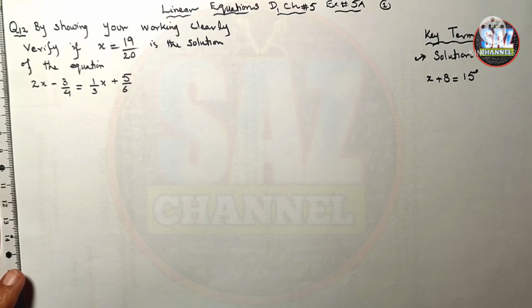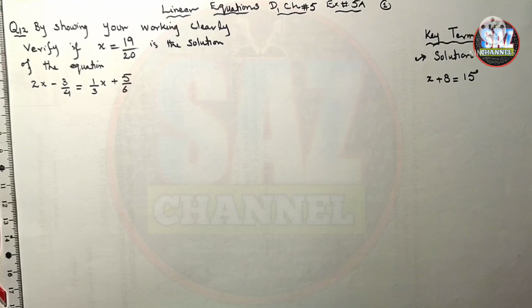This is my first lesson of D1, chapter number 5, exercise 5A, that is about linear equations and inequalities. In this class, students will be learning and discussing question number 12, exercise 5A, intermediate level. And this lesson I'm making on the special demand of some of my junior students and friends who requested me to discuss question number 12 in one of the classes.